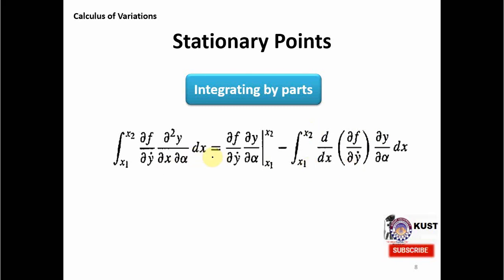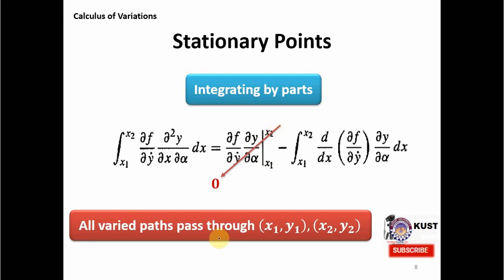So this is the integration by parts, and the first term in this right hand side is actually equal to 0. And why it is equal to 0, this was explained in the diagram in the slides above, where we have said that the y at x1 and x2 is equal.